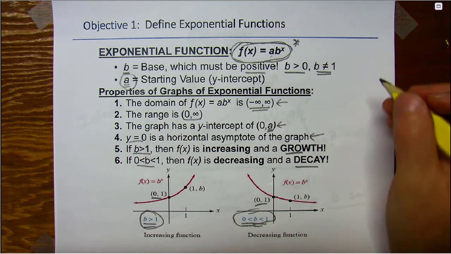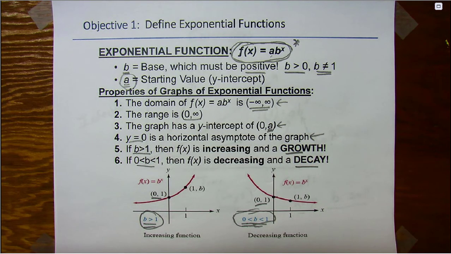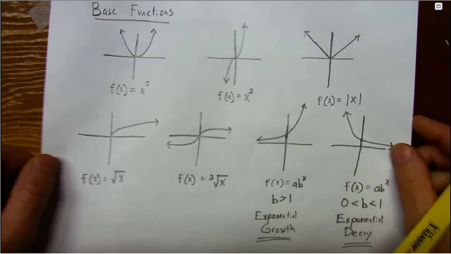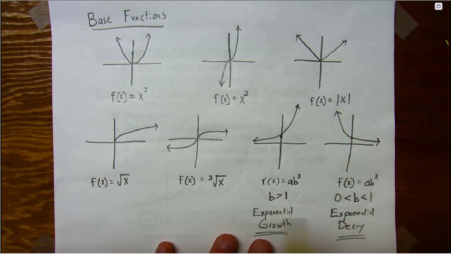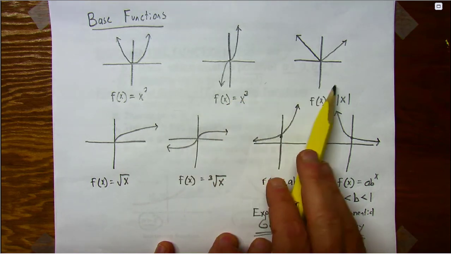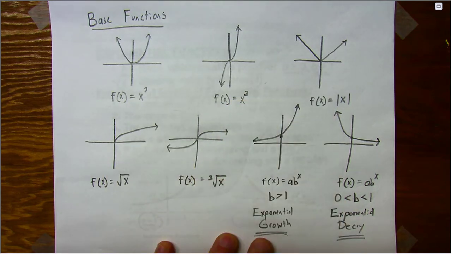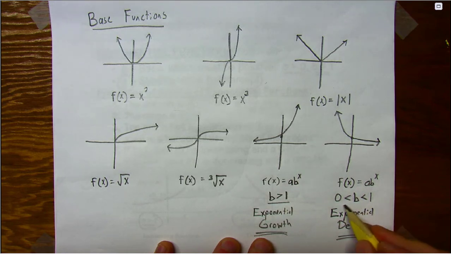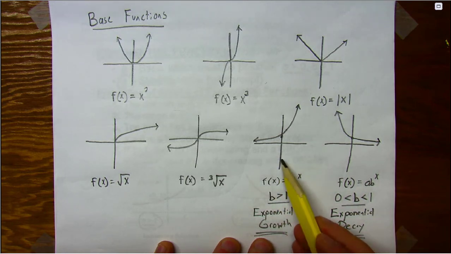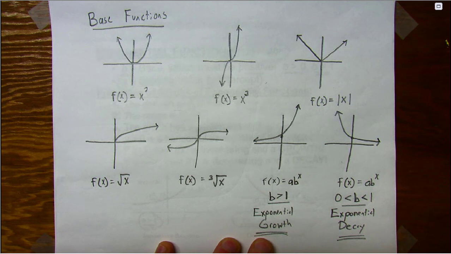The other thing that I want to make sure that you recognize is important from this topic is that it adds two more base functions for us to know. In addition to our first five, which you should be very familiar with at this point, we have exponential growth where b is greater than 1 and exponential decay where b is less than 1. And you should recognize those two curves. We're going to build on those even more in the next few lessons.